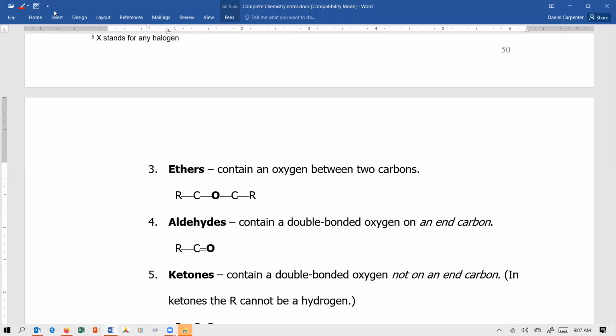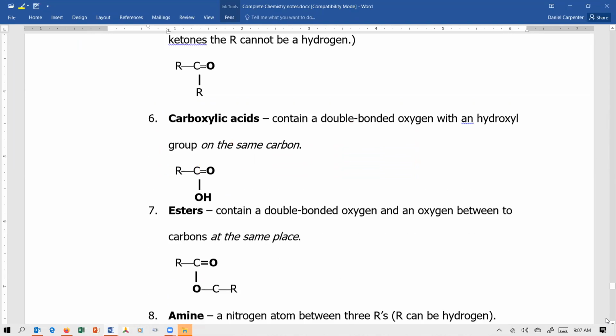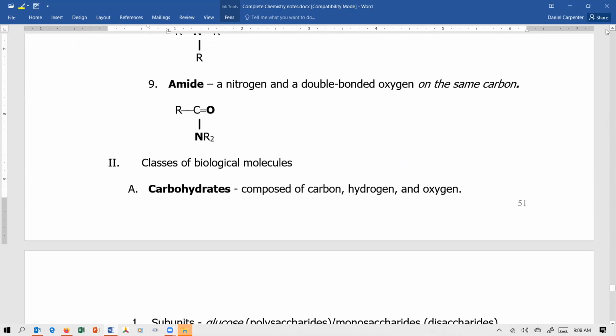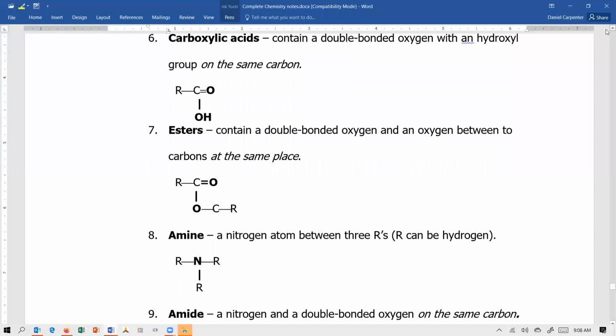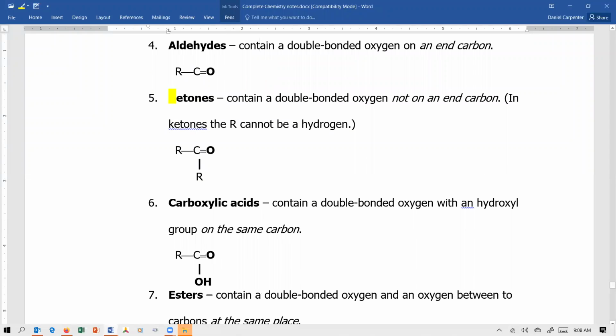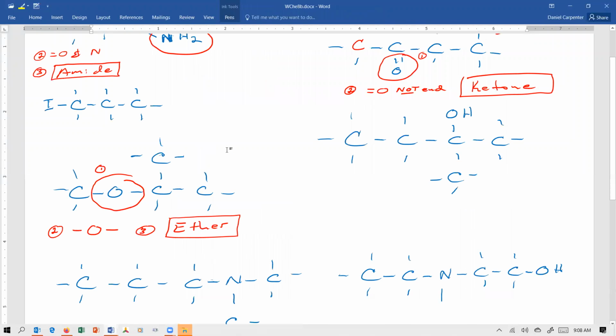Ether is oxygen between two carbons, and right there you see the dash O dash, the bolded part. And like on the previous one, the ketone was a double bonded oxygen, not on the end carbon, which it's right there. So that list is what we're using here from the notes. Thank you.